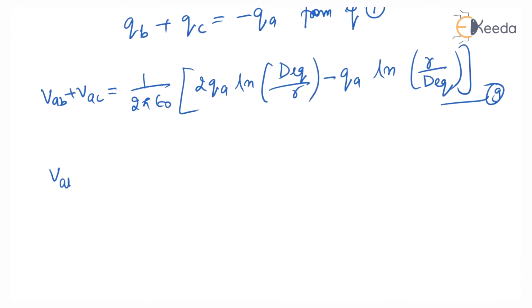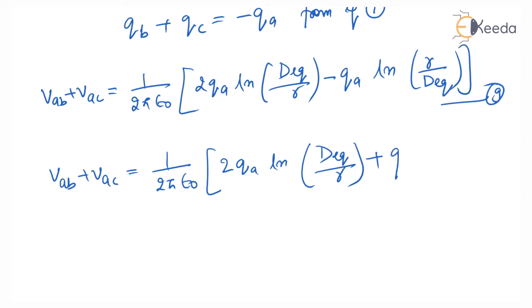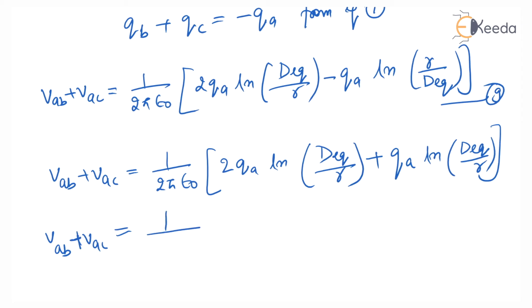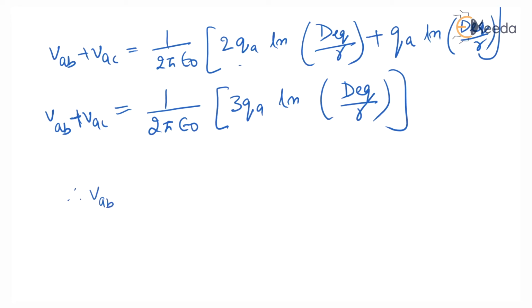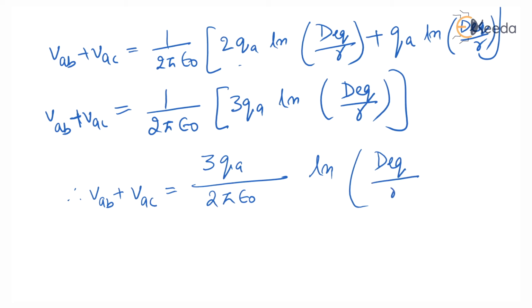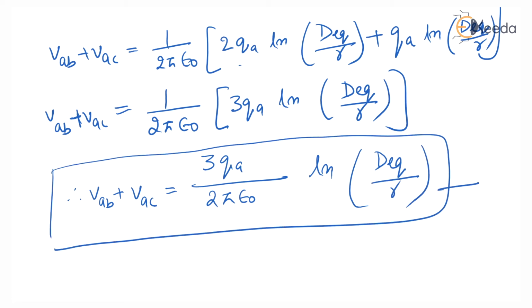Or we can write this equation as VAB plus VAC is equal to 1 upon 2 pi epsilon naught, QA log DEQ by R plus QA, in place of minus I put plus, so this R by DEQ becomes DEQ by R. Or VAB plus VAC is equal to 1 upon 2 pi epsilon naught, 3 QA log DEQ by R. Therefore, VAB plus VAC is equal to 3 QA upon 2 pi epsilon naught log DEQ by R. This is equation number 10.